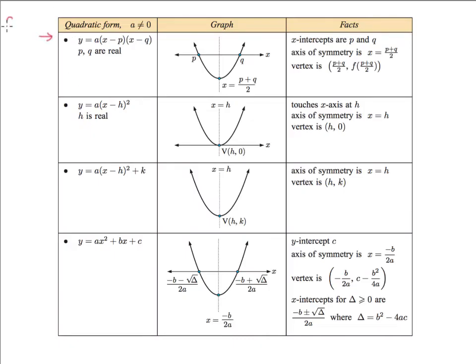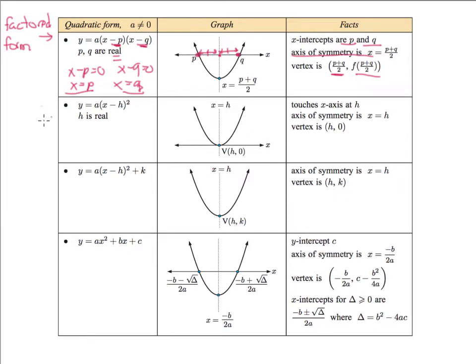Here's another way of looking at it. If our equation is given to you in factored form, that's when you have the zeros factored out here, we can say p and q are our x-intercepts. So x-intercepts are equal to p or q, found by setting each parentheses equal to 0 and solving for p or q. The axis of symmetry is halfway between those two x-intercepts. So we're going to add p plus q and then divide by 2 to get our axis of symmetry. Our vertex has the same x value as our axis of symmetry. Then we're going to take that value, plug it into our equation to get the y value of the vertex.